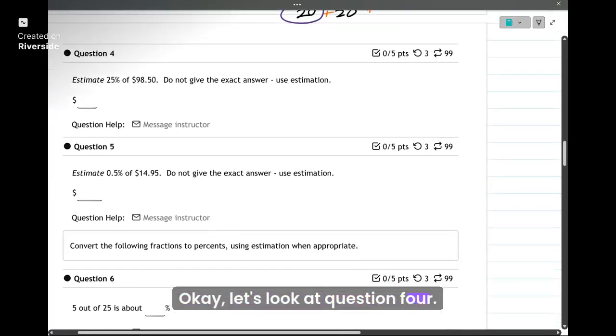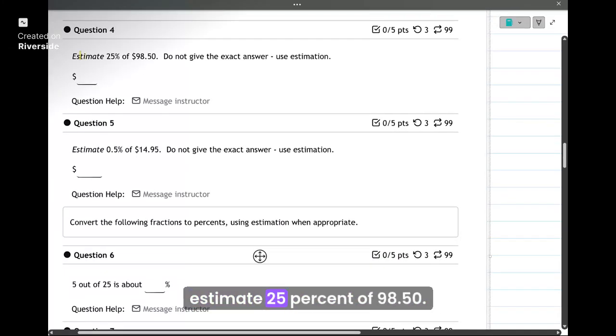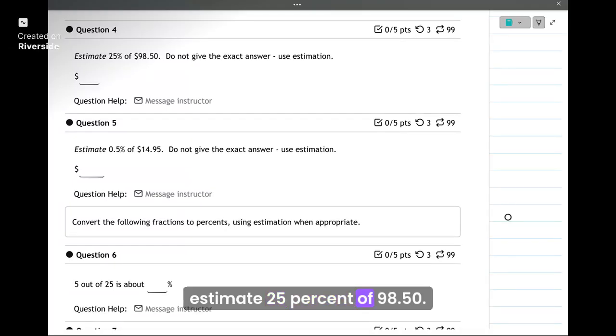Okay, let's look at question 4. Estimate 25% of 98.50.